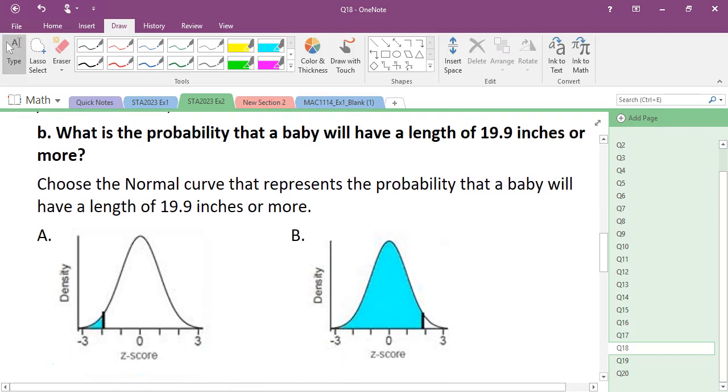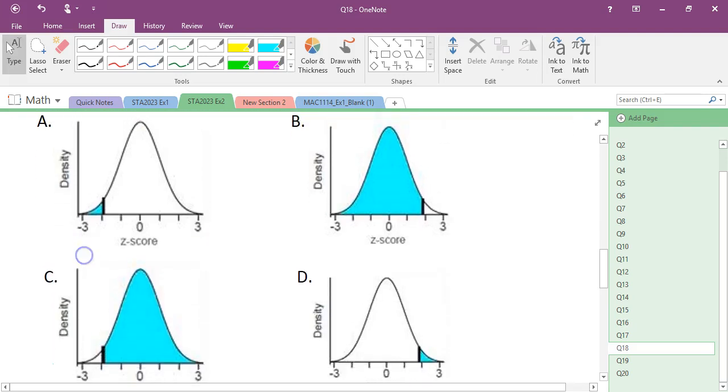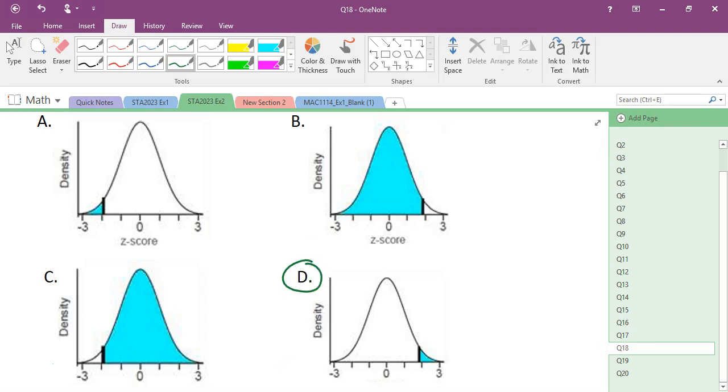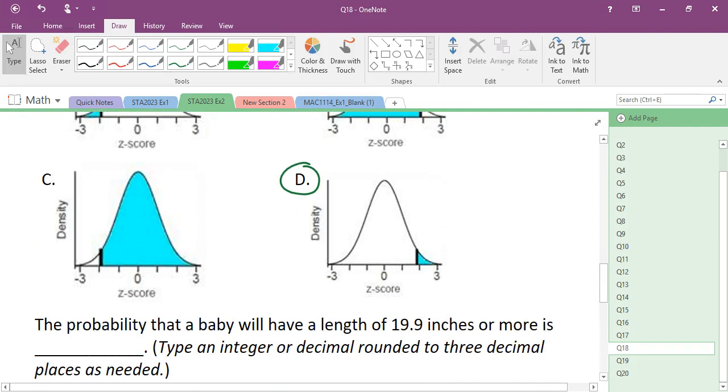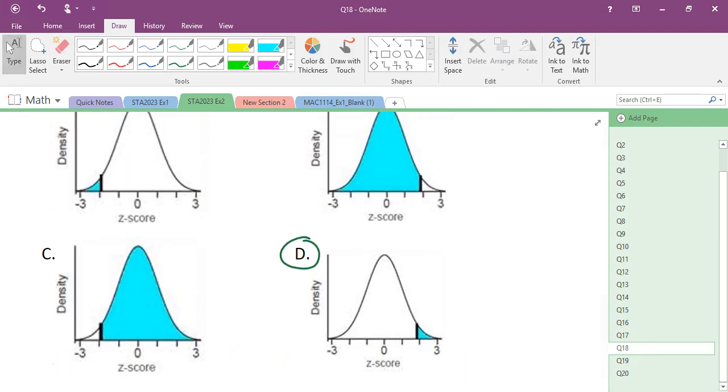Now this one says, what's the probability that the baby will have a length of 19.9 inches or more? Which picture do you think this one is? Kind of think about the last one. 19.2 was 1 standard deviation. We shaded to the right. So this is going to be D, right? Definitely a little bit higher this time. It's a little bit smaller of an area. So we're definitely looking at D this time. And again, you can convert that 19.9 into a z-score and find that it's going to be just a little bit less than 2.